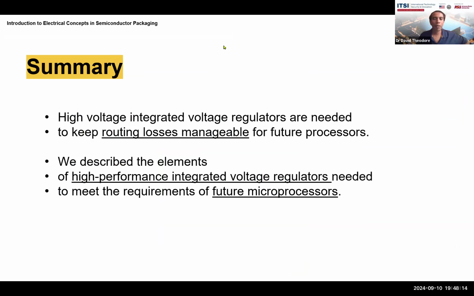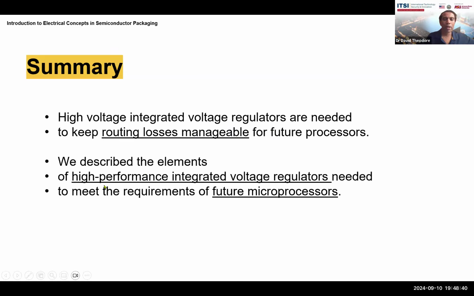So in summary, high voltage integrated voltage regulators are needed to keep the routing losses manageable. Because we said, as the amount of power that we need to put into the device goes higher and higher, we are finding that we need to operate at higher voltages. But higher voltages tend to break down small silicon transistors. And so we have to look at other alternatives.